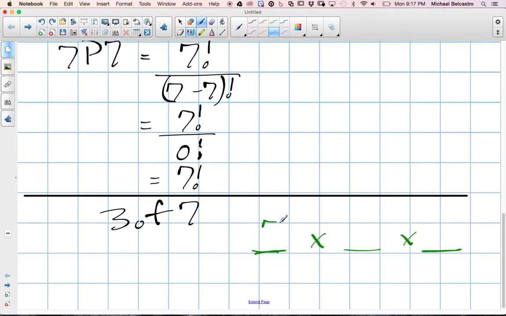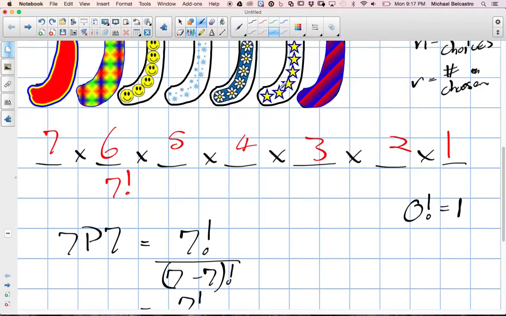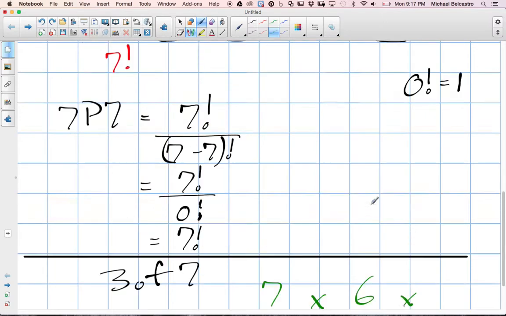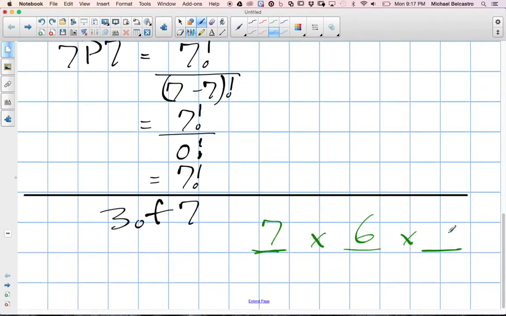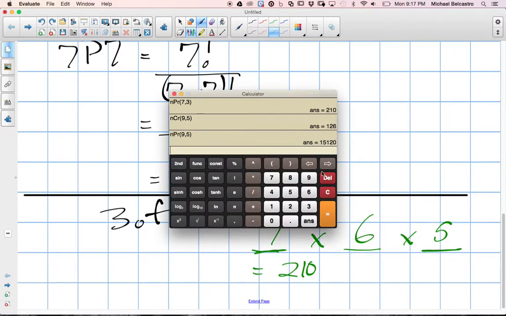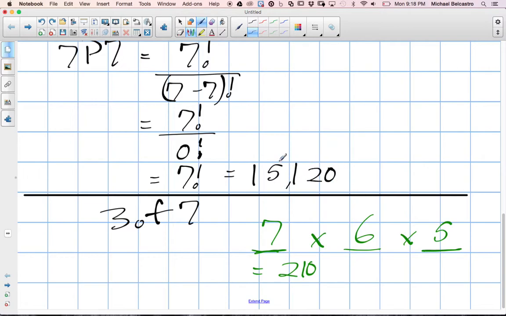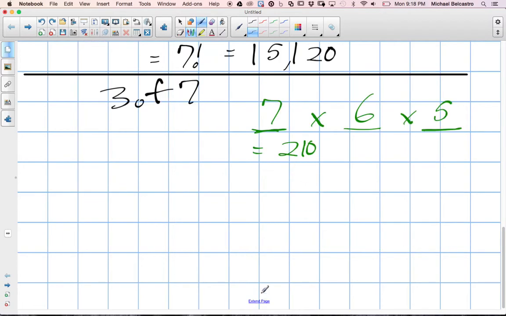In our first choice, we have 7. We have the ability to choose from all 7 socks. Once one of them has been chosen, we only have 6 socks to choose from. And then once that's been chosen, we only have 5 socks to choose from. So that ends up being, I think, 210. I didn't do the 7 factorial. We could put it in our calculator. There it is, 7 factorial, 5040. Just in case you want to know. So we have 210 ways according to our fundamental counting principle.